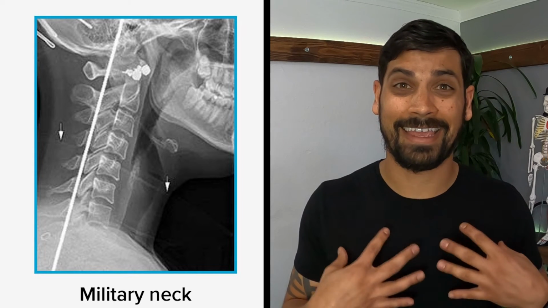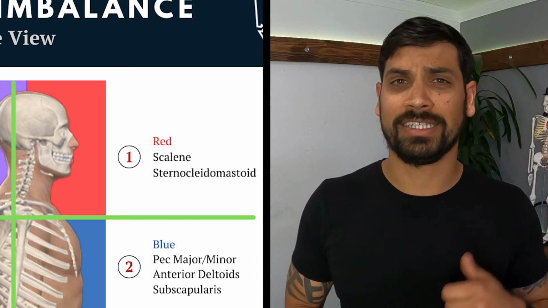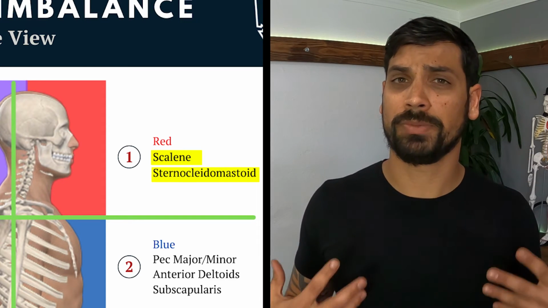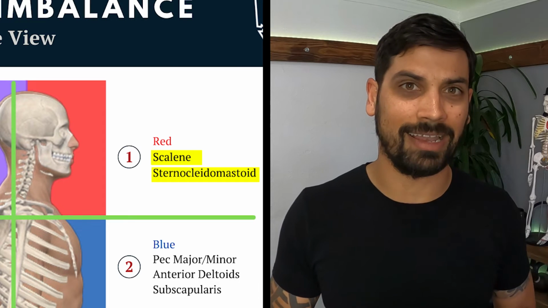If you end up having more of a military neck and things like that, then you may have your head pulled a little bit farther back than most people. Or you may have something like a forward head posture where your head's getting pulled more forward into the red section, indicating the scalenes and the SCM may be responsible for your muscle imbalance.